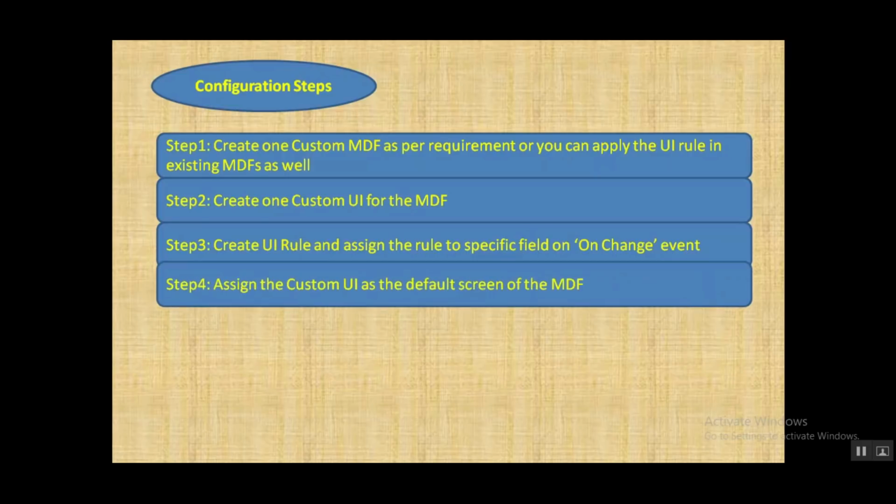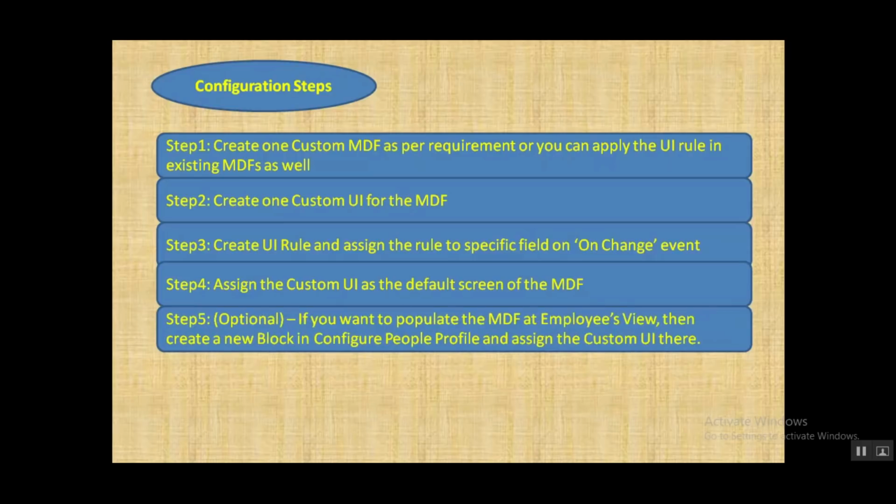Step 4, assign the custom UI as the default screen of the MDF. That is very important. And step 5 is optional. If you want to populate that custom object in the employee's view, then you need to go to the Configure People Profile tool, and there you need to create one block and assign your custom MDF UI there. So these are the steps. Now let's go to the system and check how it works.